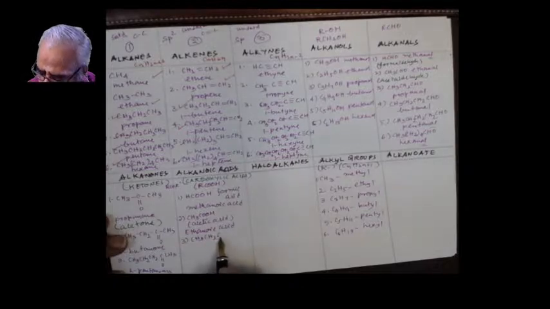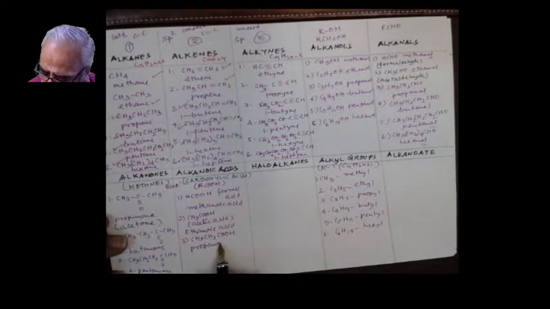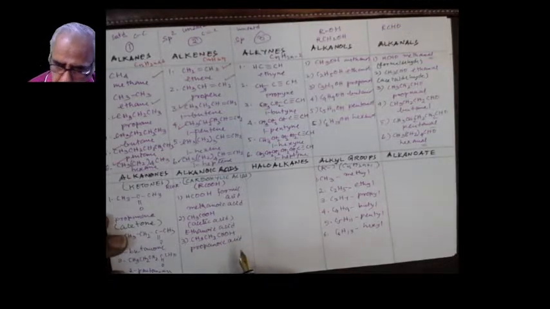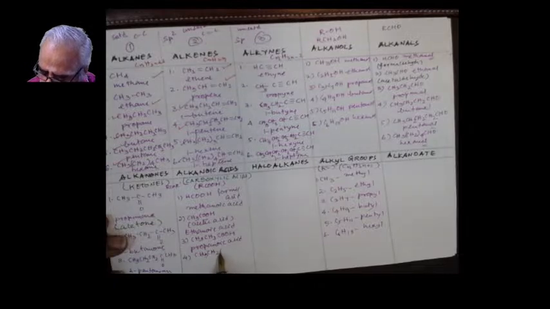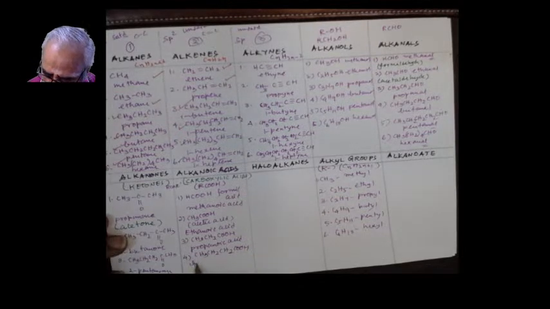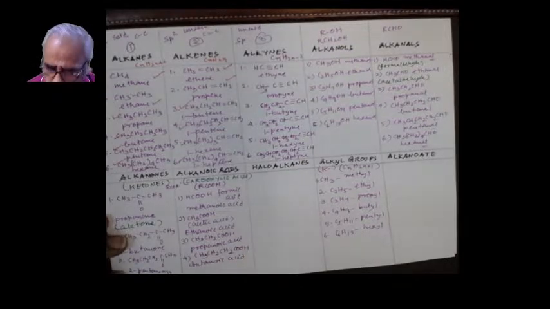Propanoic acid, CH3CH2COOH, 3 carbon atoms. So it's called propanoic acid. Common name is propionic acid. And similarly you have CH3CH2CH2COOH. That is known as butanoic acid. The common name is butyric acid. It's available in butter, and that's why it's called butyric acid.